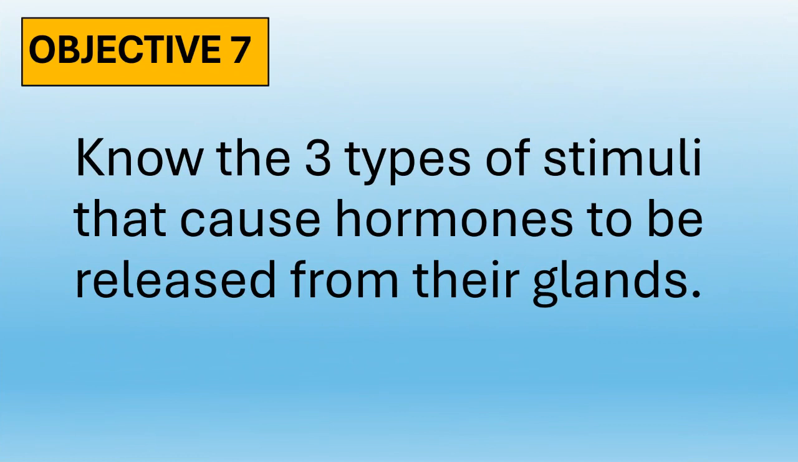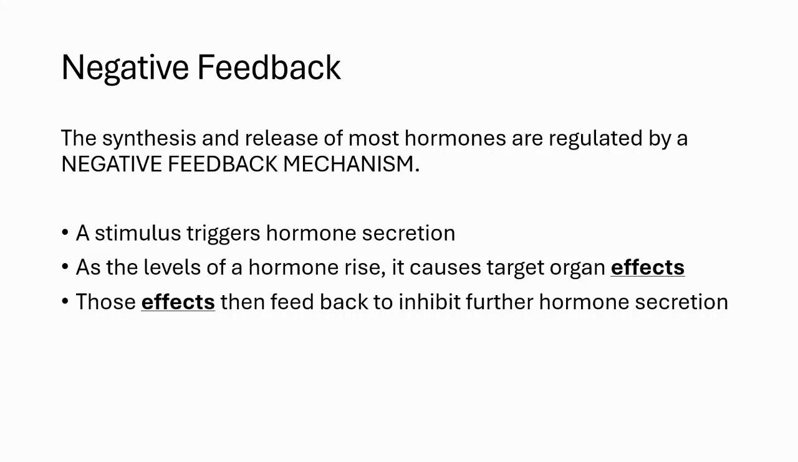their glands. So we've always said, hormones get released from endocrine glands, but we never really have said how. So what methods do the hormones actually know it's time to be released? There's three. Now, remembering back to AMP1, where we talked about negative feedback.